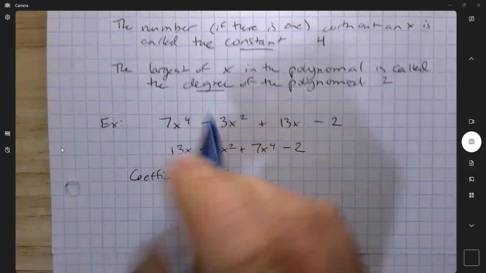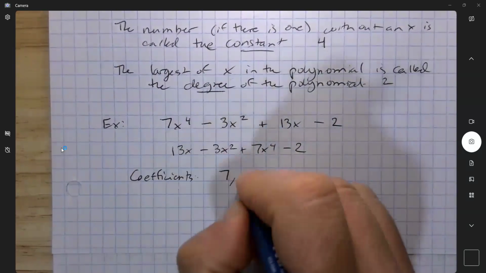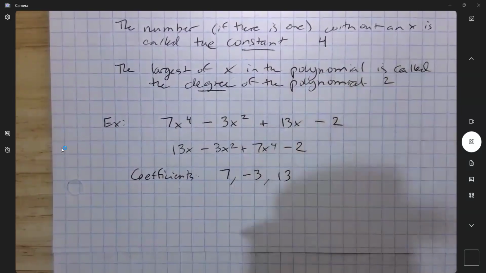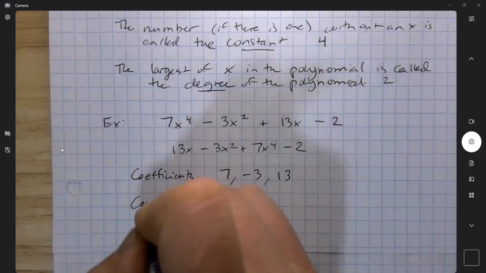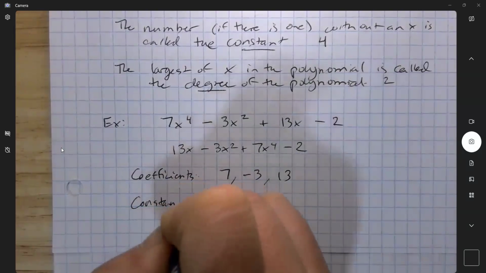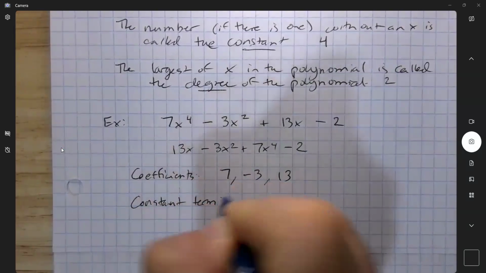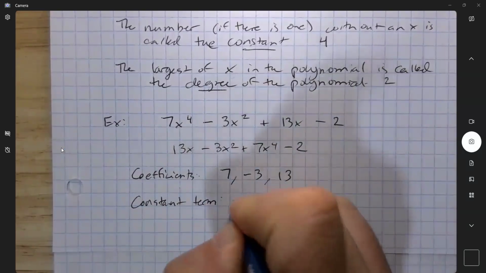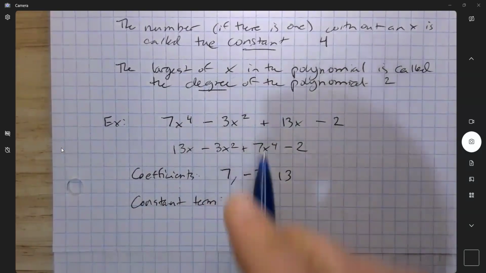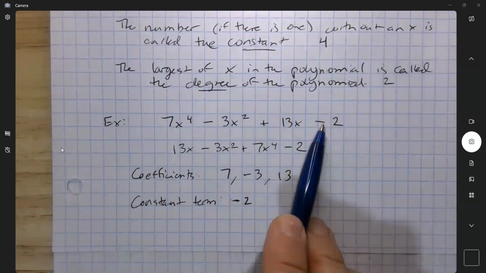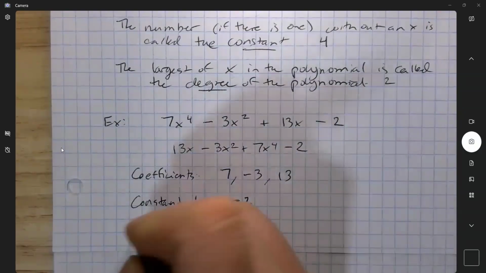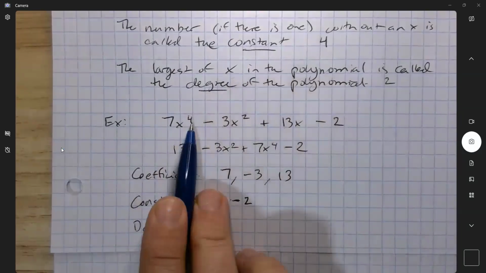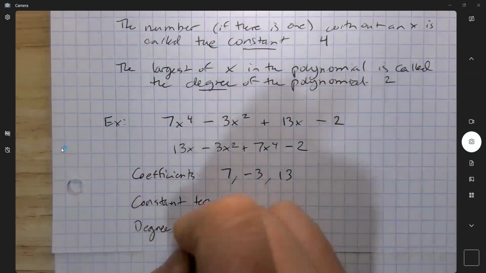They are 7, minus 3, and 13. The constant term, which is minus 2 or negative 2. So if your constant term is a number that's subtracted, then we say the constant is the negative number. And the degree, which is the largest power, which is a 4. So the degree is 4.